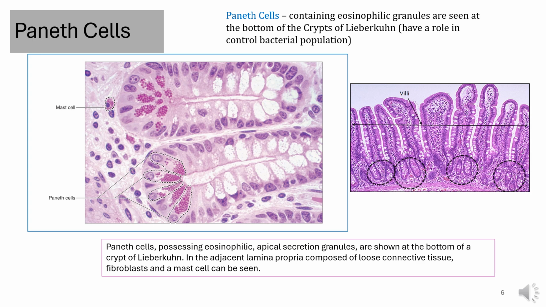So here is a close-up microscopic image of what the Paneth cells would look like. They're very eosinophilic, so they're very pink in color. And this is going to help have a role in controlling bacterial population.